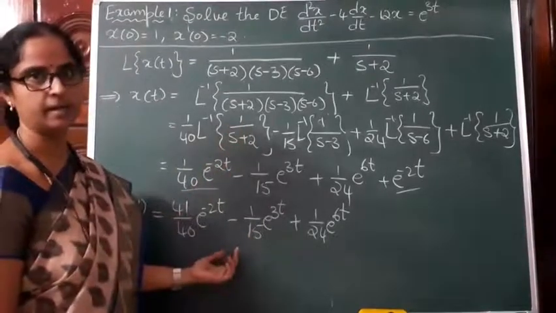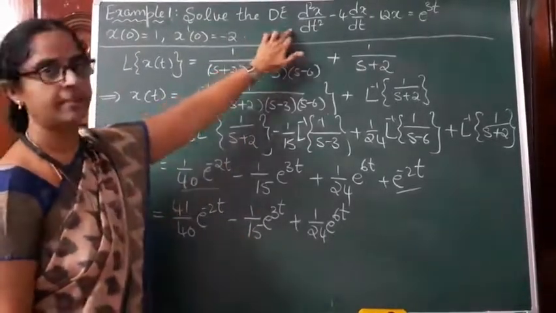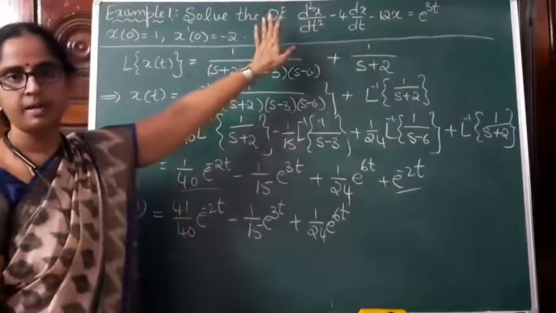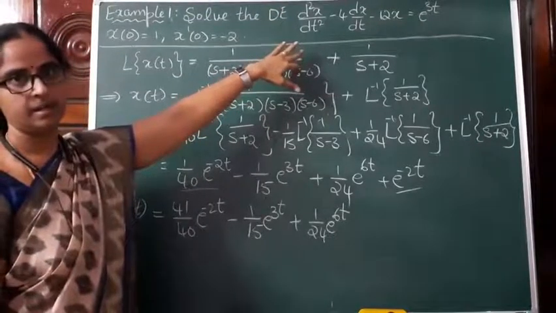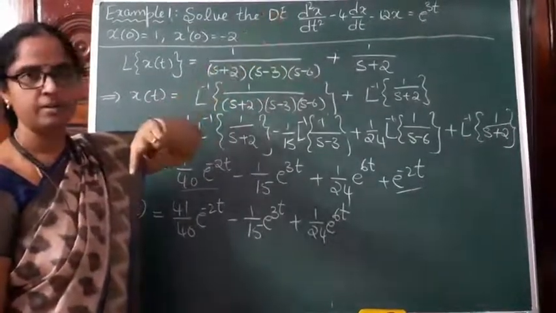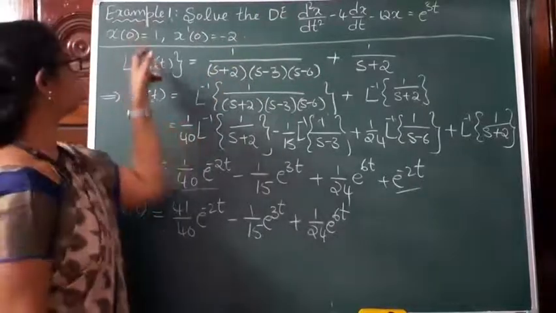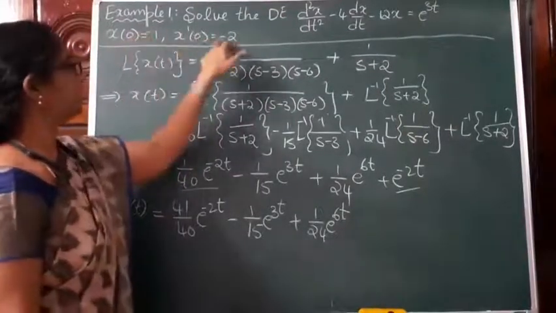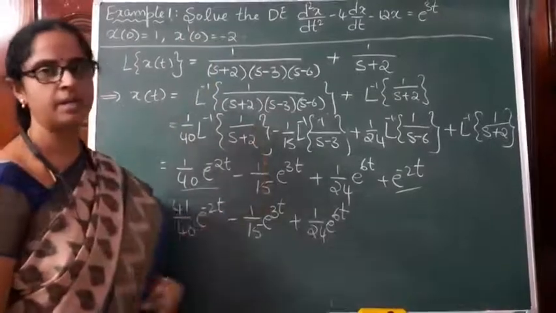We can also solve this by the classical method, by finding the complementary function and particular integral. In that we obtain two arbitrary constants, and these two arbitrary constants can be obtained using the initial conditions. We get the same solution even from that method also.